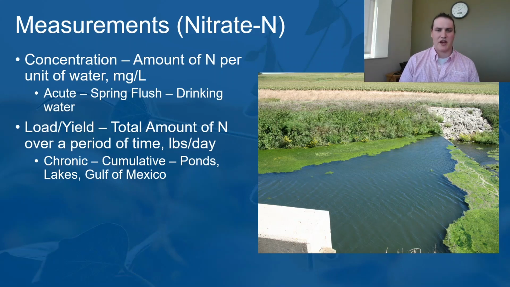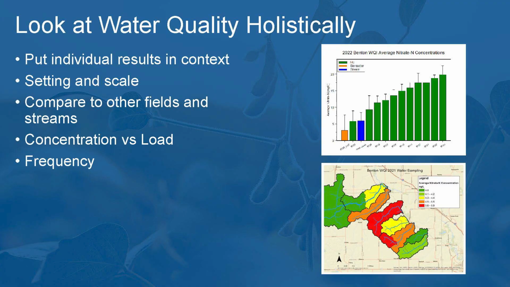We're also looking at the load and the yield, so that's the total amount of N over time, so pounds per day. And this is the more chronic issue, the cumulative effect of all these different fields and areas into streams and into ponds and lakes. These are the algae blooms you're seeing. This is the dead zone in the Gulf of Mexico, so that's why we're focused on that.